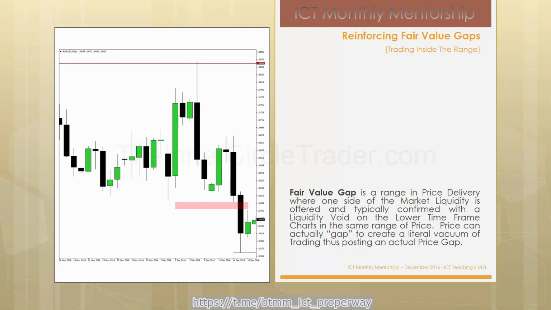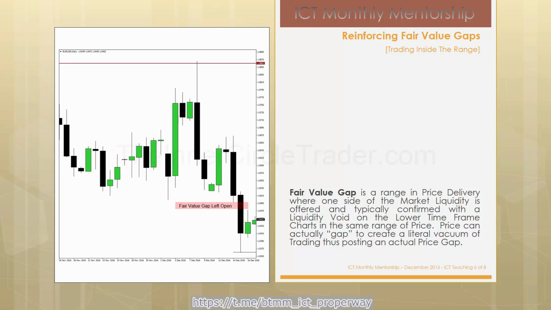So between 105 big figure down to 104.75, about 25 pips, that is our fair value gap, and it's been left open. There's been no trading outside of the movement of that range except for that down candle, and no up movement at all on this time frame.